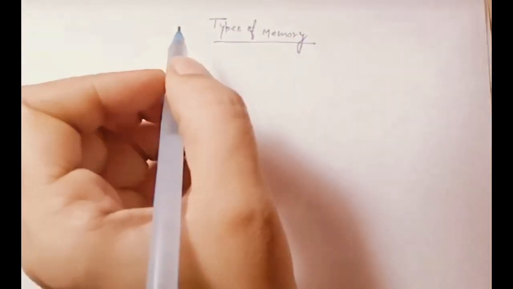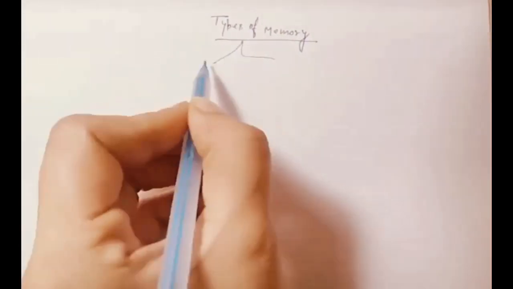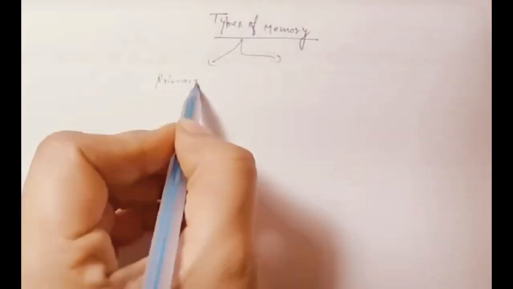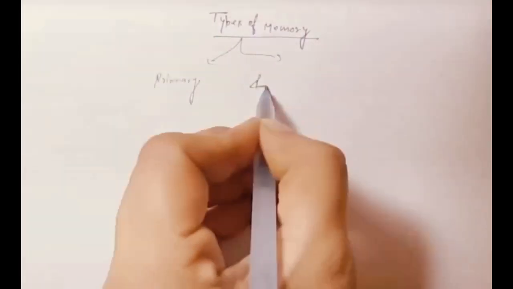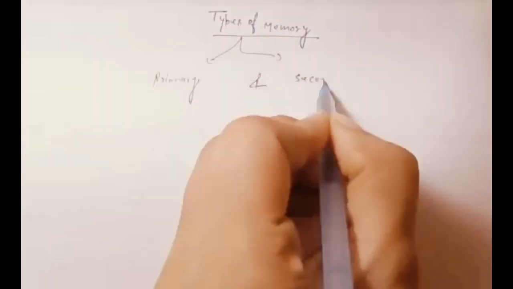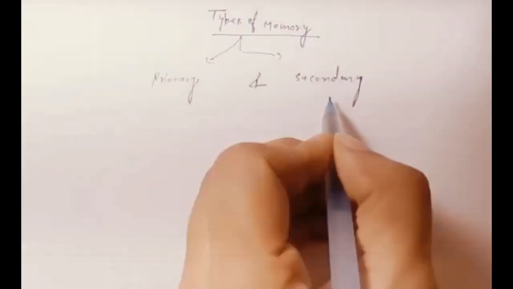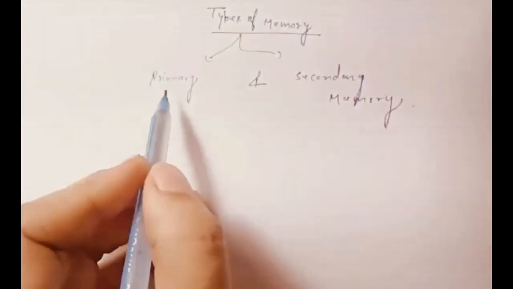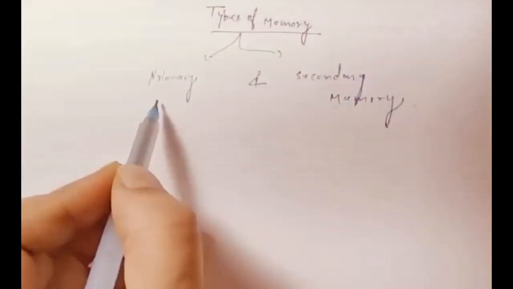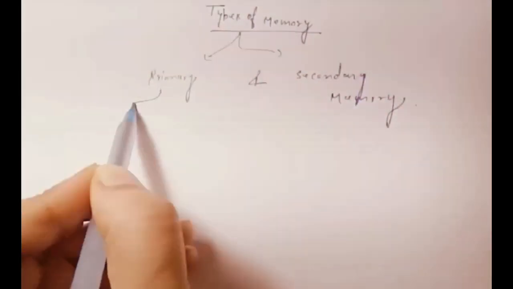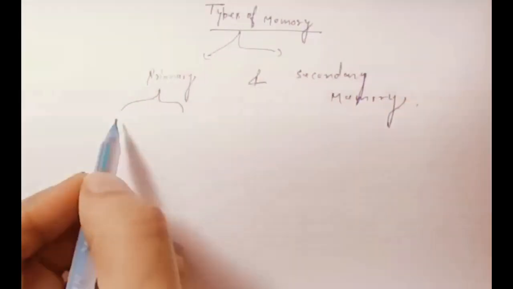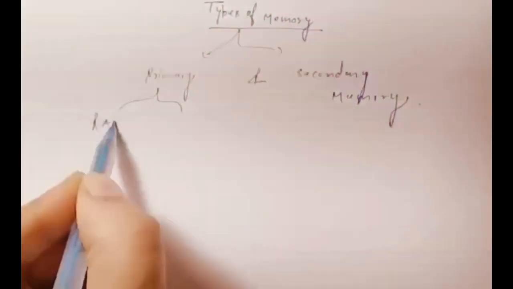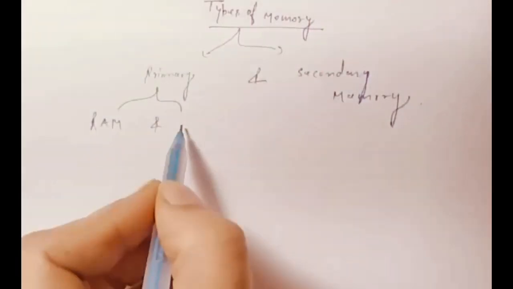There are two types of memory: primary memory and secondary memory. Further, we divide primary memory into two parts. Firstly, RAM, and secondly, ROM.